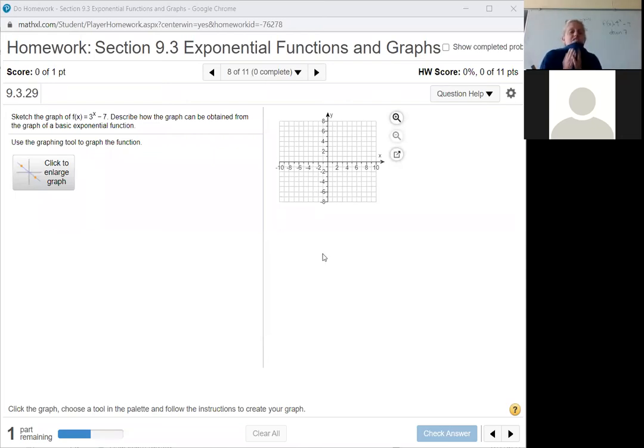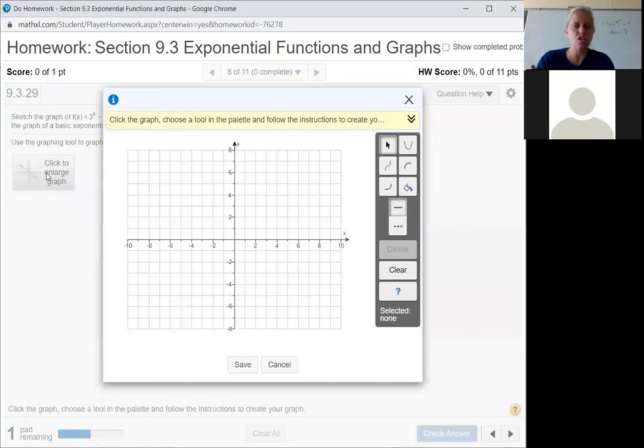Okay. The only thing that's different about this number 8 and the one I did on the board is that it's 3 to the x. So I'm going to click to enlarge the graph. I guess it wants me to graph it first. So when you come over here, remember, because you have to tell MATLAB what shape you are drawing. Look what it tells me when I hover over this shape. That's your exponential tool. So if you're going to draw an exponential graph, click that.